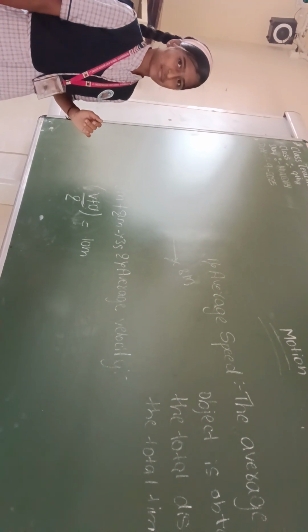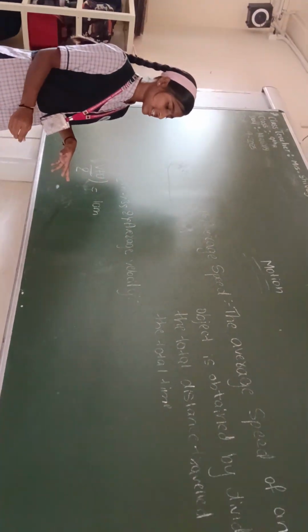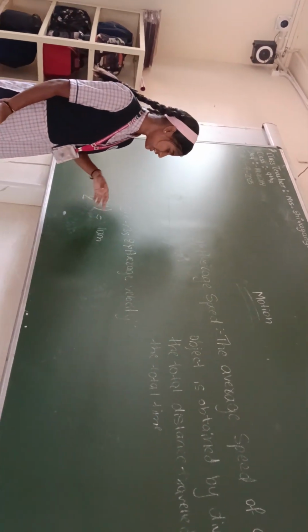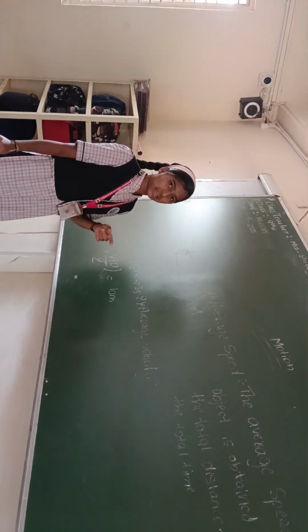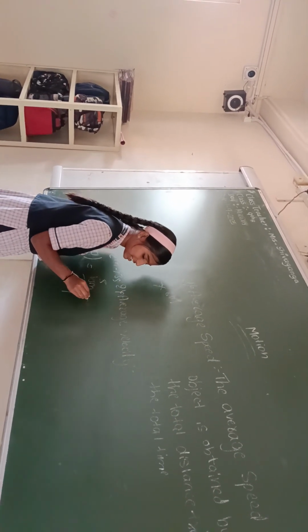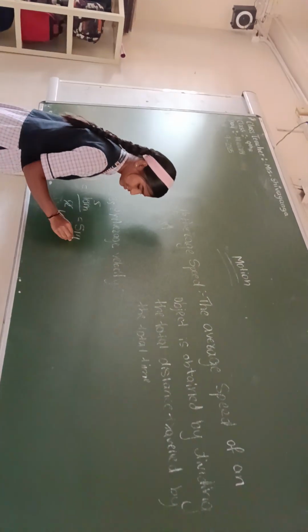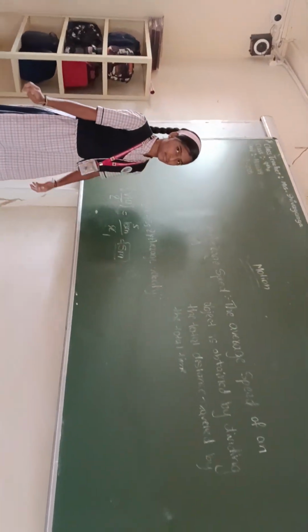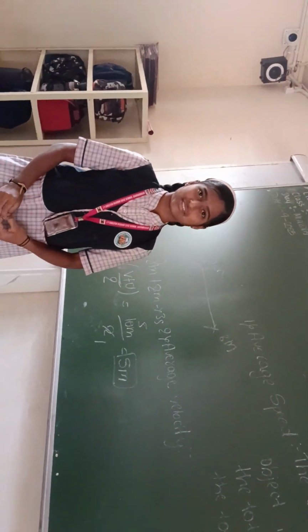The average is 10 divided by 2. The average velocity is calculated by dividing the displacement by the time taken. We get 5 meter per second. This is the answer: 5 meter per second. Thank you.